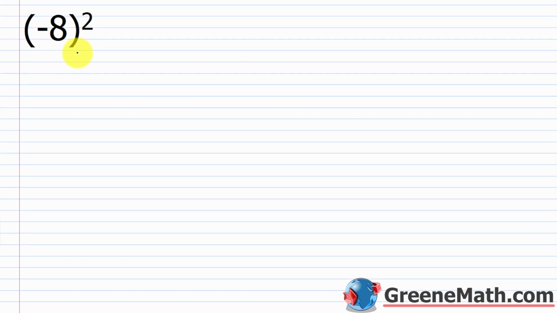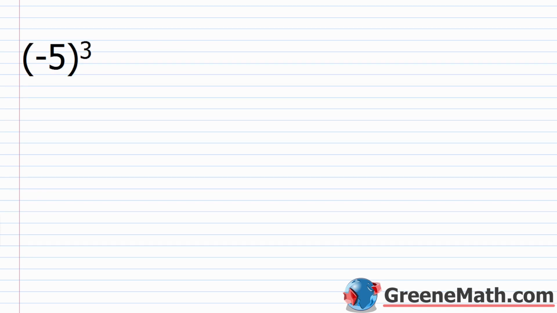Now what about negative 8 squared, where the negative 8 is enclosed inside of a set of parentheses? Well, now I'm looking at my exponent. I have a 2 there. 2 is an even number, so I know my answer is going to be positive. And now I can just think about, well, what is 8 squared? Okay, well, that's 64. And so my answer would just be 64.